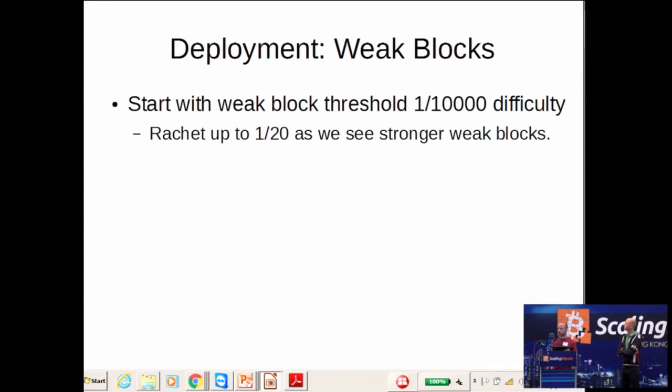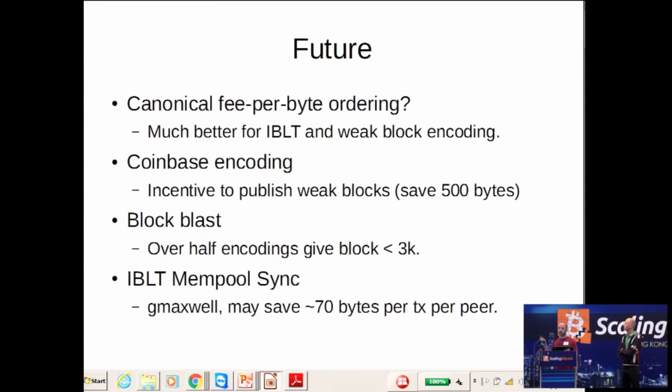Of course, you've got a problem with deployment of weak blocks. If you go, we're going to produce one every 30 seconds, you set the threshold to a 20th of the normal setting difficulty, and until anyone deploys it, you won't see any weak blocks in the network at all. So we can ratchet it up from an incredibly low difficulty and work our way up. That's fairly simple. And there are a whole heap of other interesting things that we can do. And I put them on this slide because I knew I would run out of time about now.